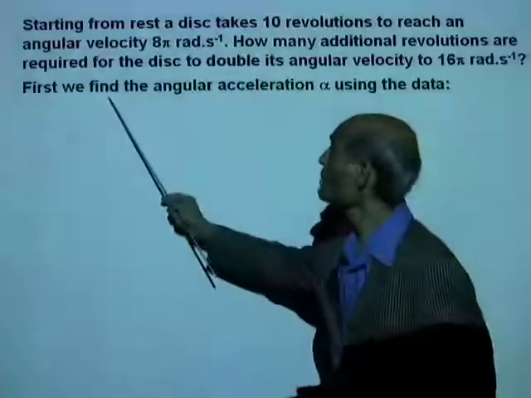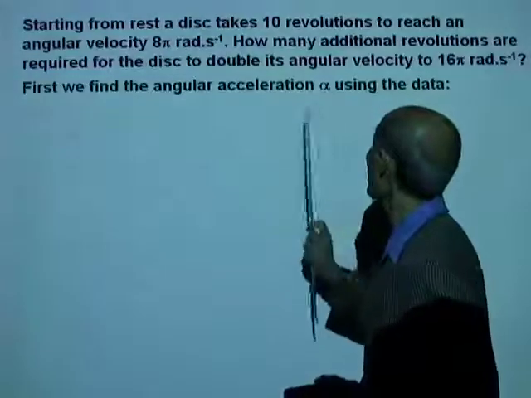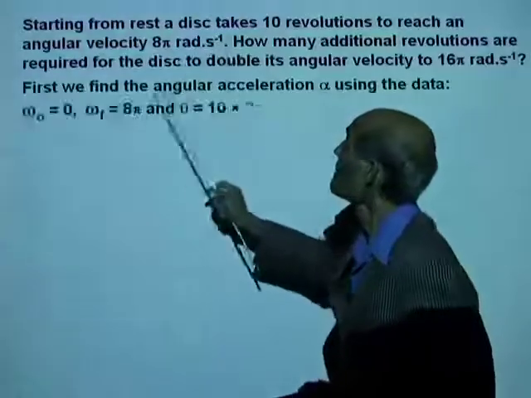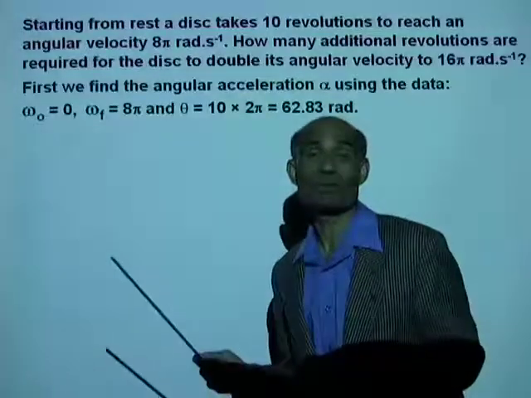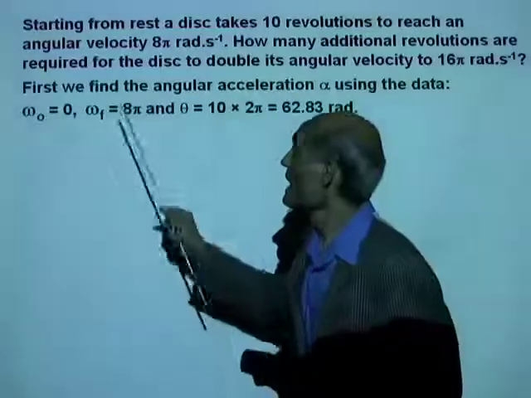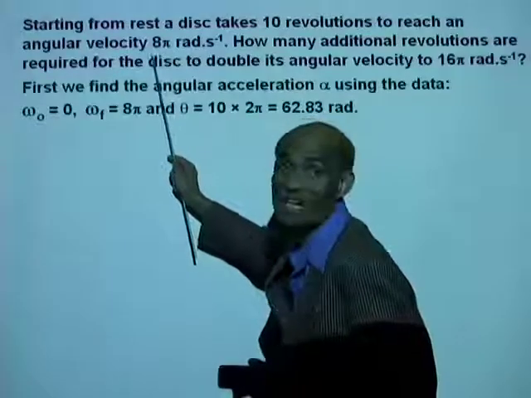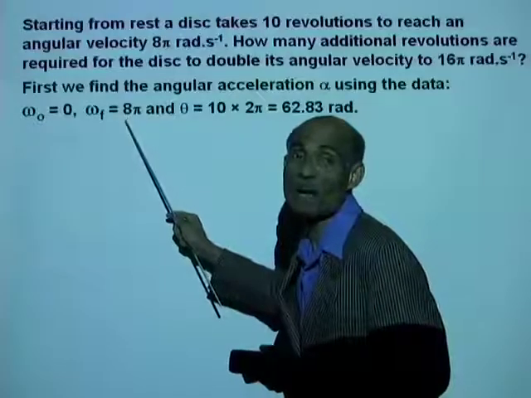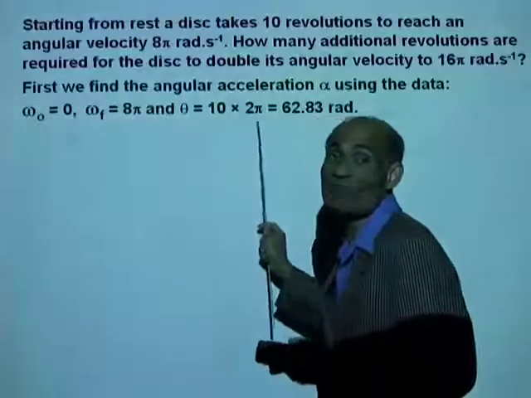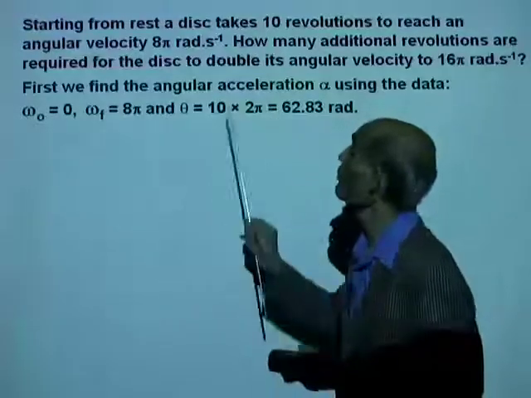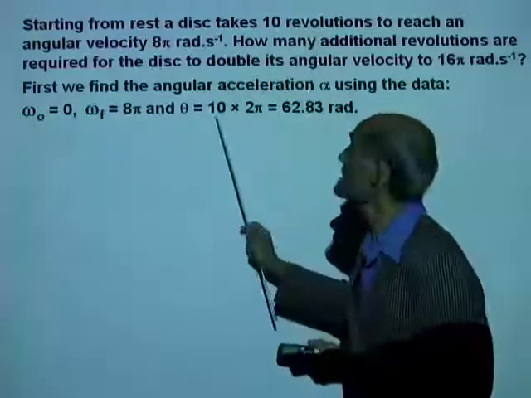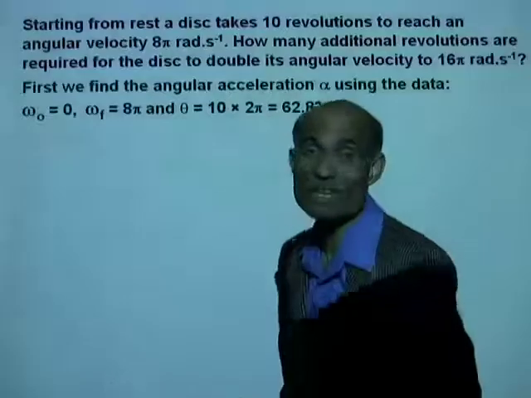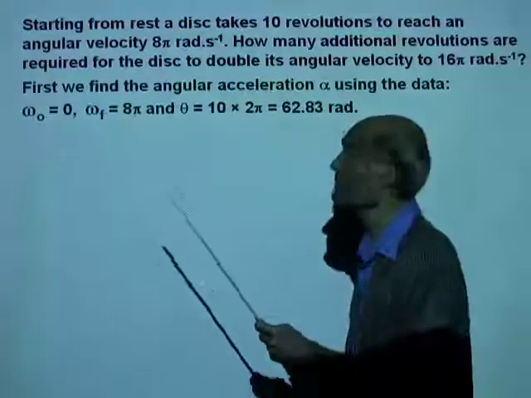Alright, what do we do? First we find the angular acceleration alpha using the first situation. Now what are the data there? We have omega 0 equal to 0. The disk starts from rest and it acquires an angular velocity of 8 pi radians, omega f equal to 8 pi radians. In describing an angle, how much angle? 10 revolutions is 10 times 2 pi radians. That is 62.83 radians.